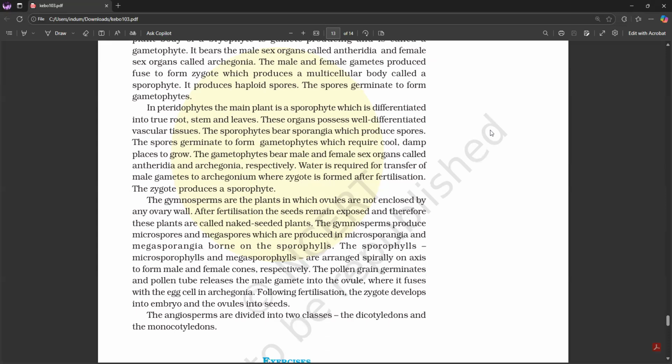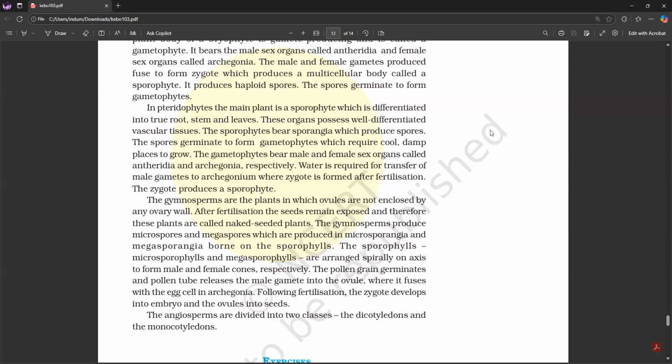The gymnosperms are the plants in which ovules are not enclosed by any ovary wall. After fertilization, the seeds remain exposed and therefore these plants are called naked seeded plants. The gymnosperms produce microspores and megaspores which are produced in microsporangia and megasporangia borne on the sporophylls. The microsporophylls and megasporophylls are arranged spirally on axis to form male and female cones respectively. The pollen grain germinates and pollen tube releases the male gamete into the ovule where it fuses with the egg cell in archegonia. Following fertilization, the zygote develops into embryo and the ovules into seeds.